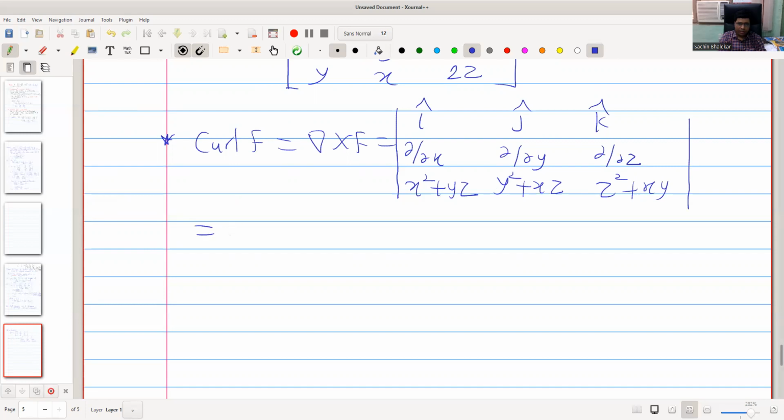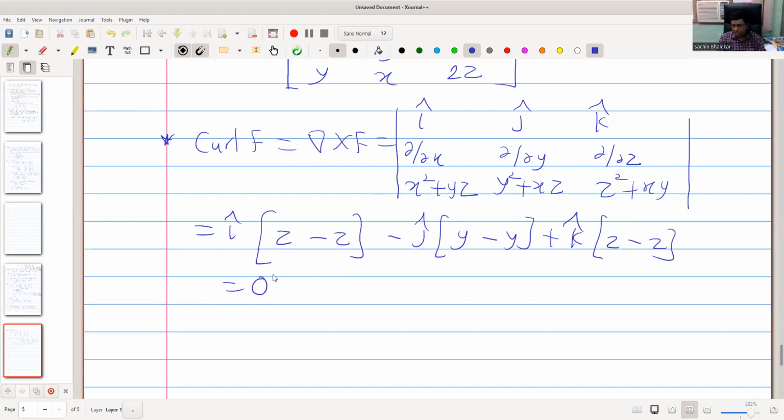And it is i hat into this with respect to x, it is z, minus this with respect to y, it is z, plus j hat, it should be minus j hat, into derivative of this with respect to x, it is y, minus derivative of this with respect to z, it is y, plus k hat, derivative of this with respect to x, it is z, minus this with respect to y, it is also z. So it is clear that curl is 0 here.